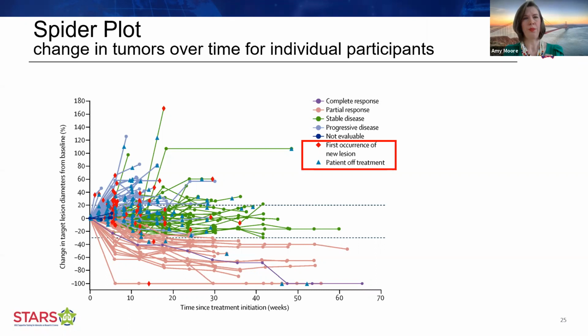And again, I told you that the red diamonds were first occurrence of a new lesion and the blue triangles are patient off treatment. So that basically shows us that in some cases, you can see where the blue lines are going up, meaning tumors are growing, maybe patients are having more new lesions there. Whereas in some cases, patients can be quite stable, their tumors decrease, and we don't see occurrence of new lesions. So that legend, again, is your friend. It's going to tell you what all those different symbols mean.